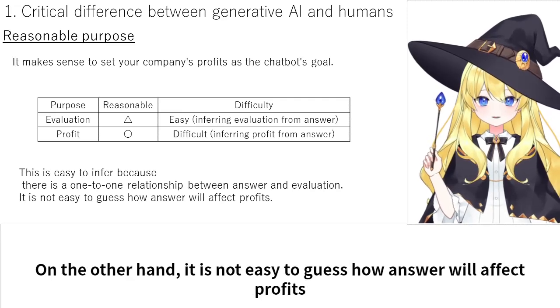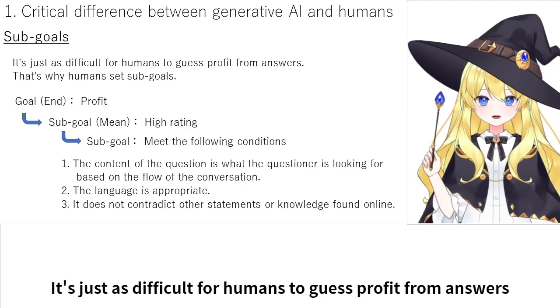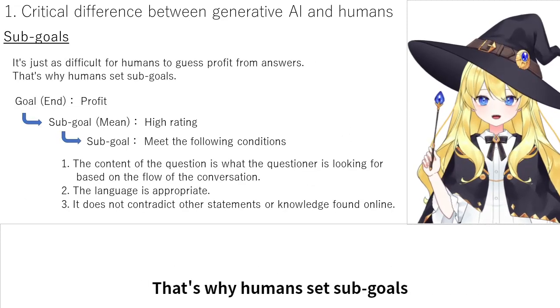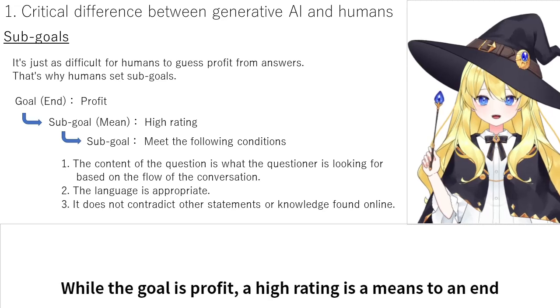On the other hand, it is not easy to guess how an answer will affect profits. It's just as difficult for humans to guess profit from answers. That's why humans set sub-goals. While the goal is profit, a high rating is a means to an end.